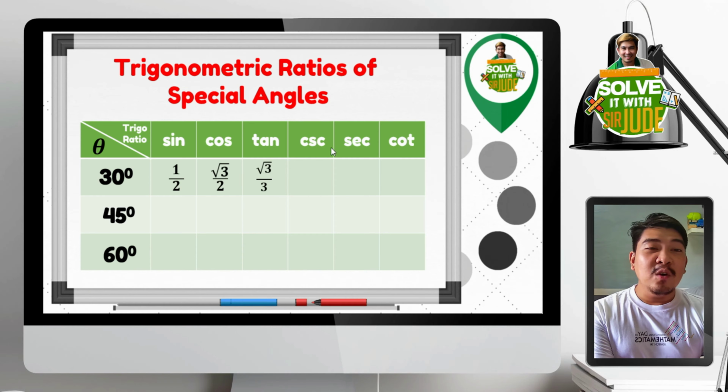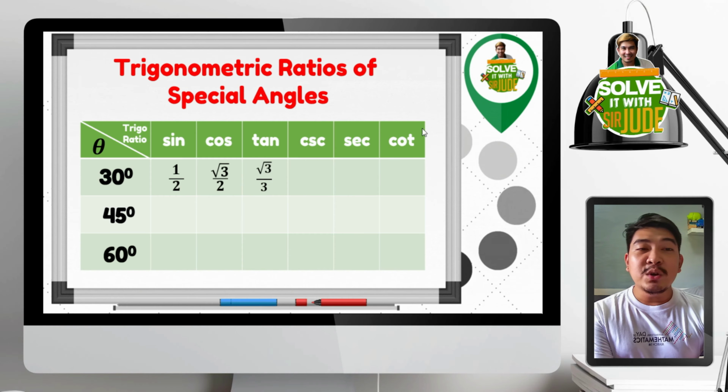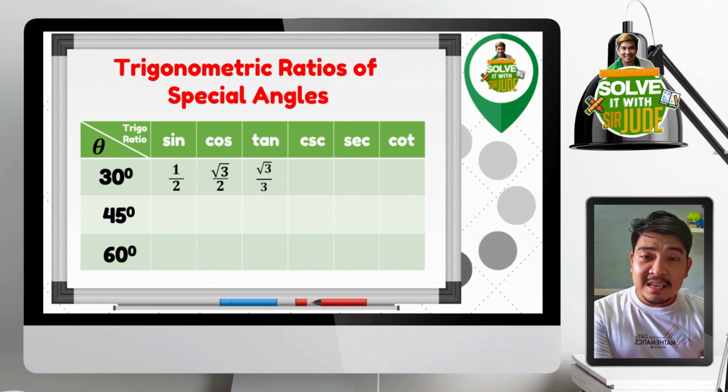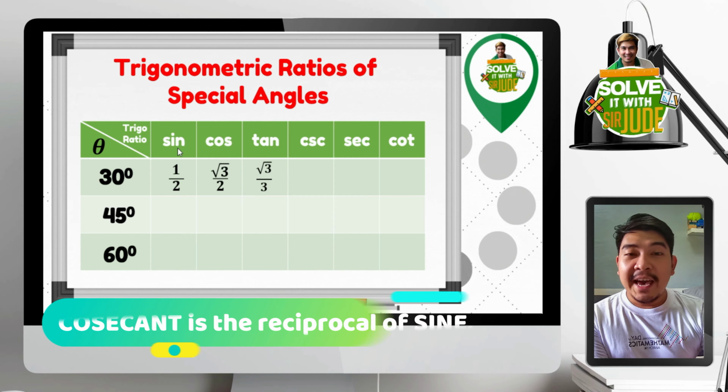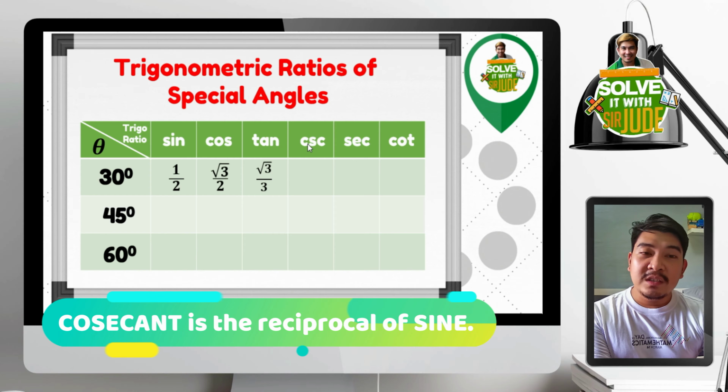How are we going to get cosecant 30, secant 30, and cotangent 30? It will just be easy because we already have the values of the reciprocals. Sine is the reciprocal of cosecant.